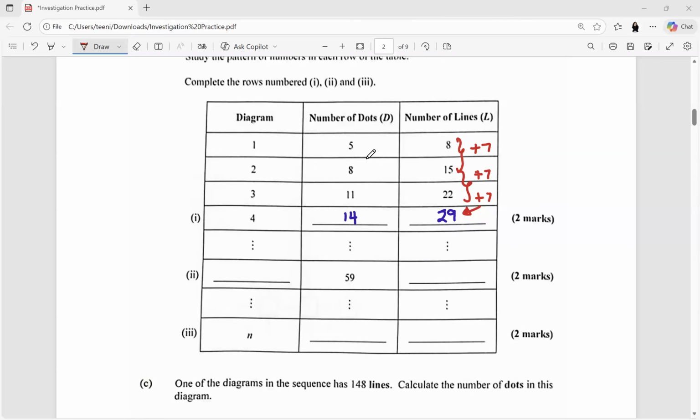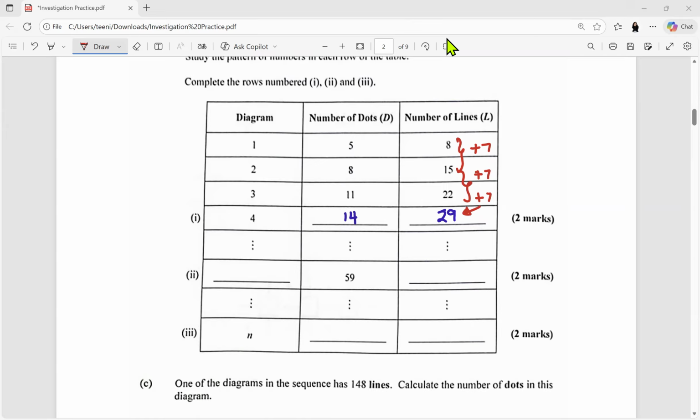Well, in each diagram, you add 3 new dots, and that's how you get the number of dots in a new diagram, right? And same thing I did for the lines. You look for that common increase, all right? Now, this part, we need to determine the diagram number that would have 59 dots in it, right?